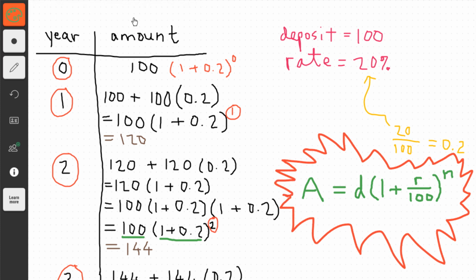But I don't know if I emphasized it enough. Let's do another one of these, just because we really want to catch the reader's attention. Okay, good, that's better. So our amount is going to be equal to our deposit times 1 plus the rate divided by 100, all to the power of n, where n is the year in this case.